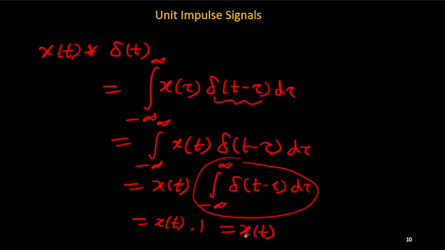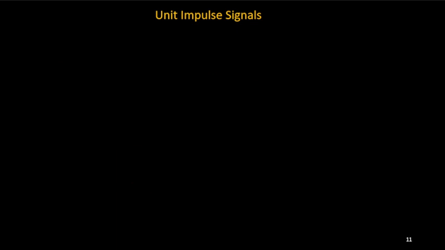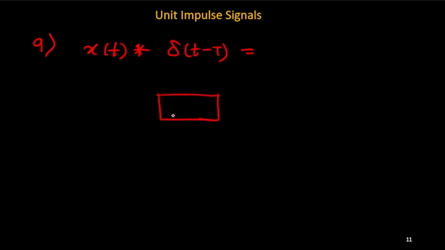So this is a very useful property. Next, if it is a delay kind of thing, x(t) convolution with delta(t minus capital T), you can easily guess. From the system point of view also you can find out. It is a system whose impulse response is delta(t minus T). So what is the meaning? If I apply delta(t), I will get delta(t minus capital T).